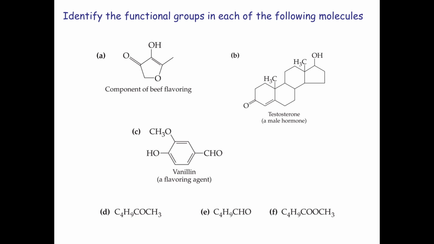It should fit the formula 2n plus 2, n being the number of carbons. Right, should have 10. So C4H9 is 1 shy of fitting the 2n plus 2 formula.